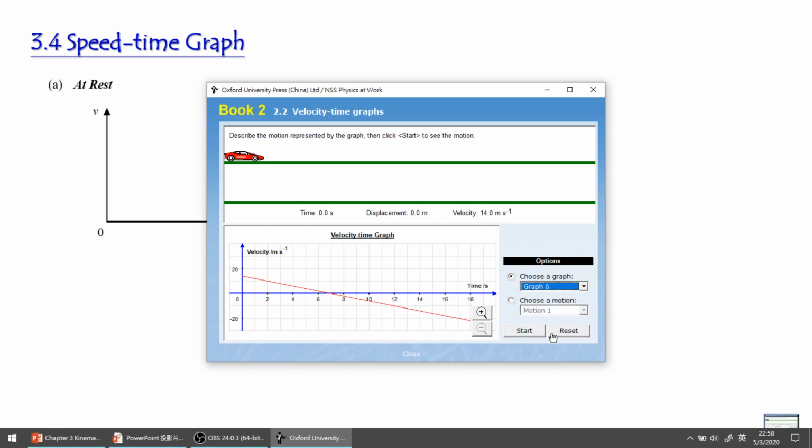Okay, for the last graph, I think you can guess the motion of the car. I give you some time, and then you can pause the video. If you have finished, then I click the start button. So it moves from 0 to 7 seconds, and then backward. Okay, wow, with a very, very high speed at the last part of the journey. Okay, so all these are the speed time graph of an object.